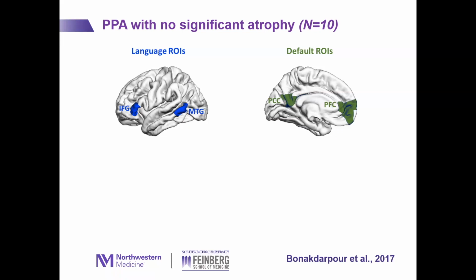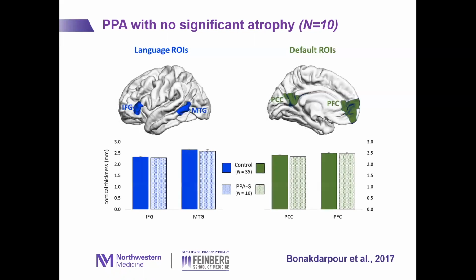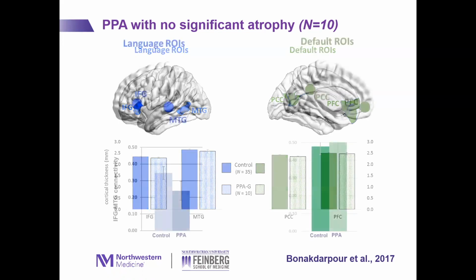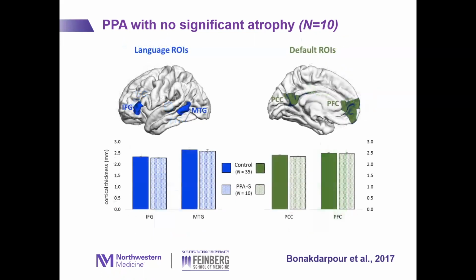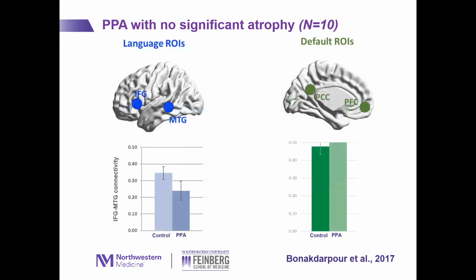So they didn't have atrophy in the language areas, they didn't have atrophy in the default network. And then when we looked at all these patients, there was a little bit of decrease in connectivity in PPA, no decreased connectivity in default network, but it was not quite significant. But when we looked at the, oh, I'm so sorry. This is the atrophy maps. So there was no significant difference between the atrophy or between the cortical volume.